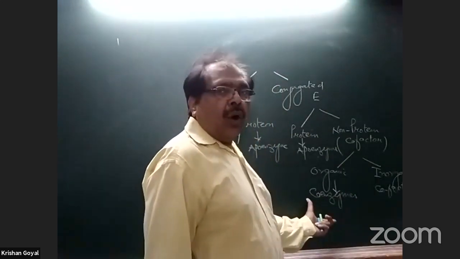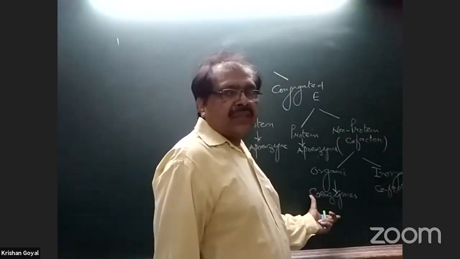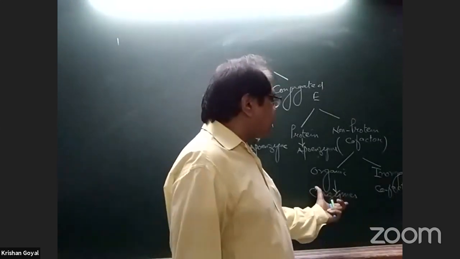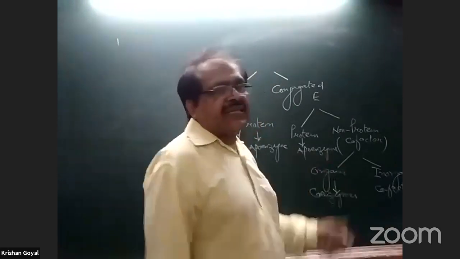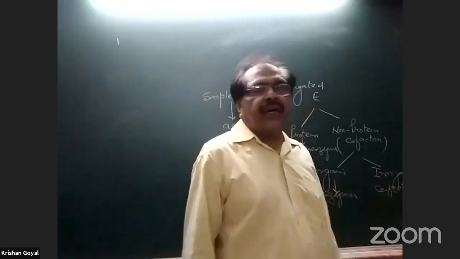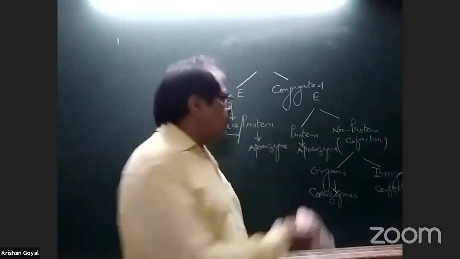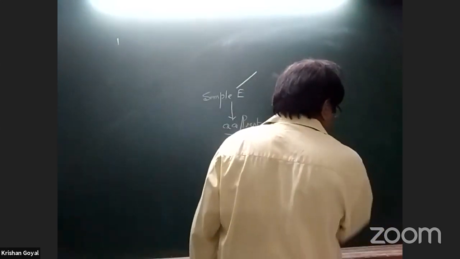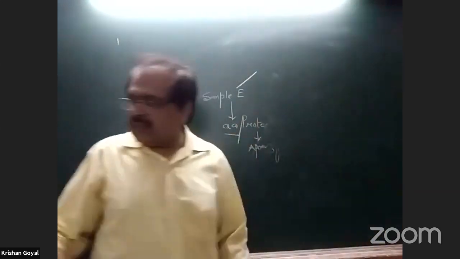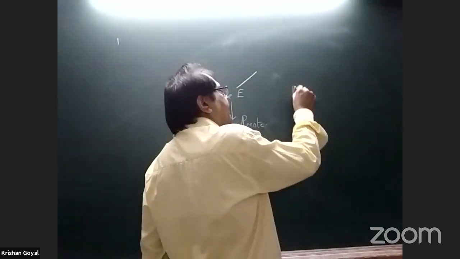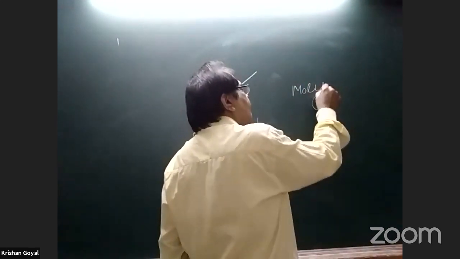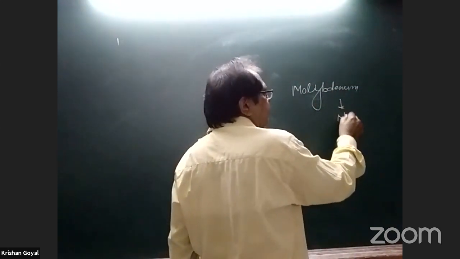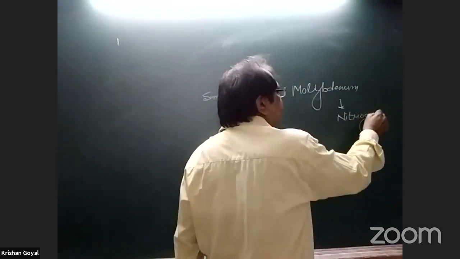These organic parts are the coenzymes. Further, the protein part of the enzyme is called the apoenzyme, and the non-protein part is called the cofactor. There are so many cofactors. Let me write it. Let us say molybdenum. It is present in the enzyme nitrogenase.